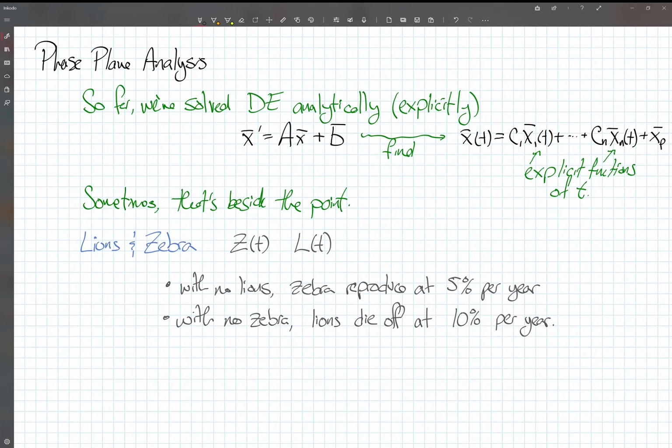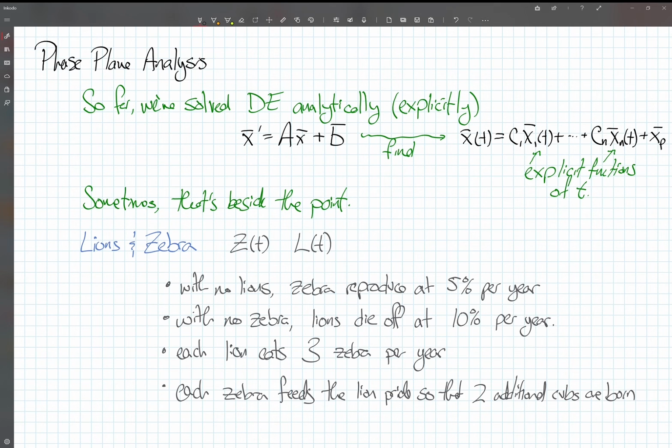Lions, on the other hand, need the zebra. The lions primarily rely on zebra for food, so the lions are going to start to die off at a pretty impressive rate, so 10% per year. That sounds like a really fast population decline, but hey, if your principal food source is gone, what are you going to do? Now we're going to make some assumptions about how the species impact each other.